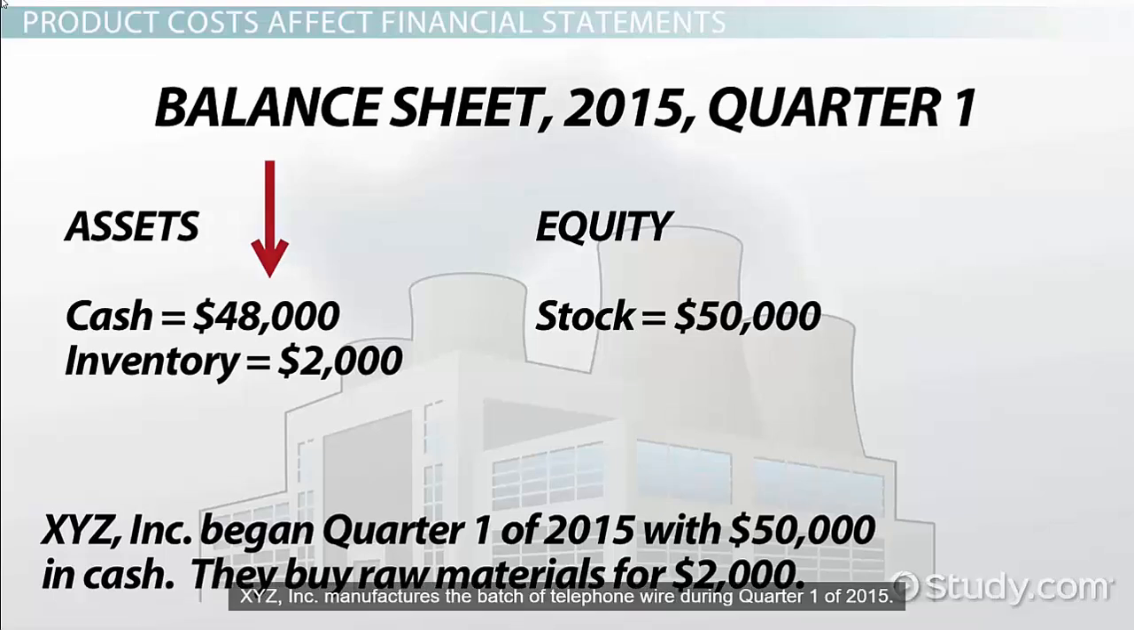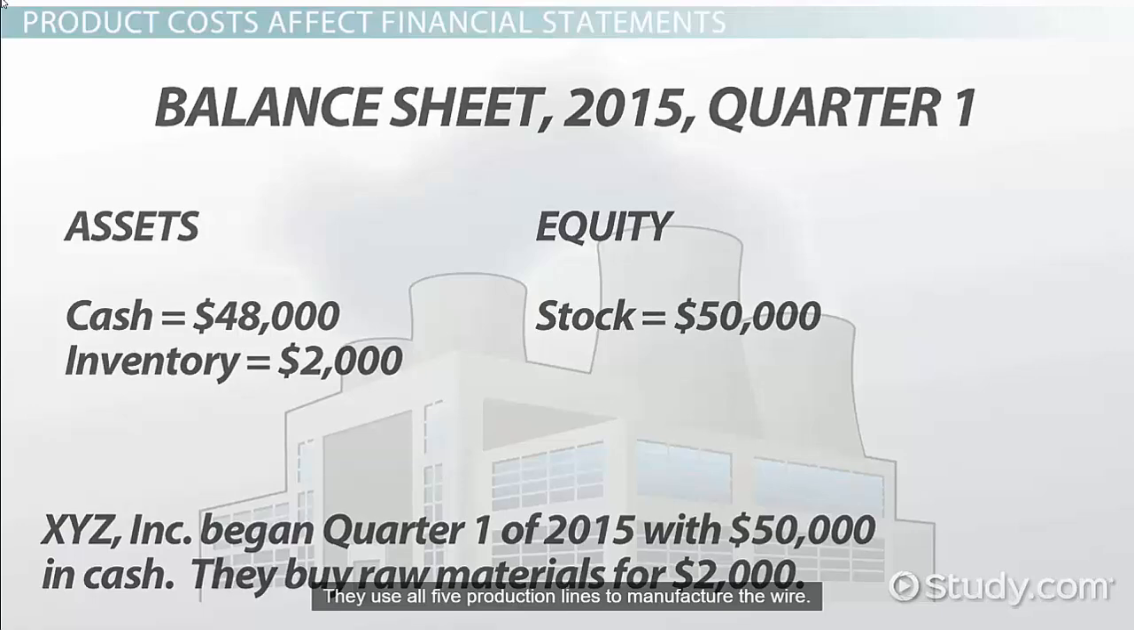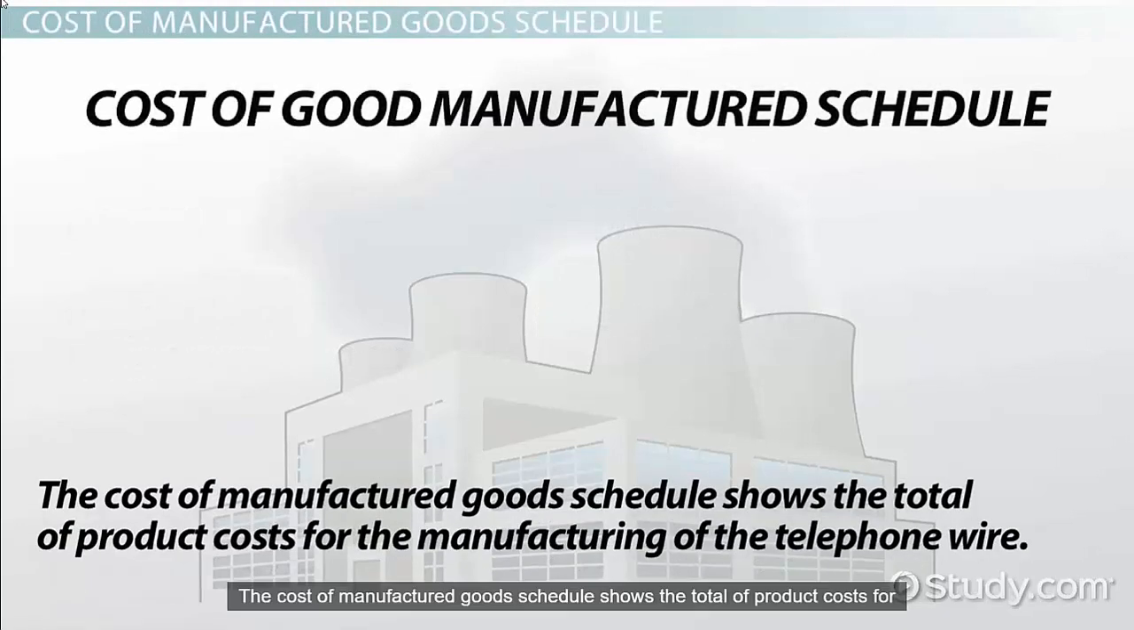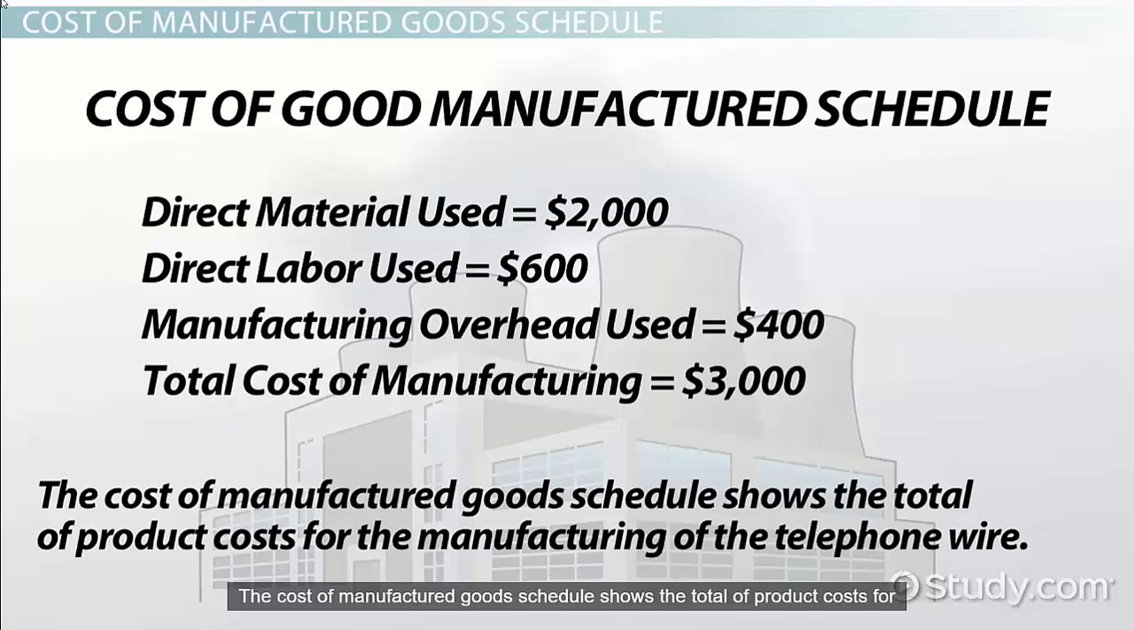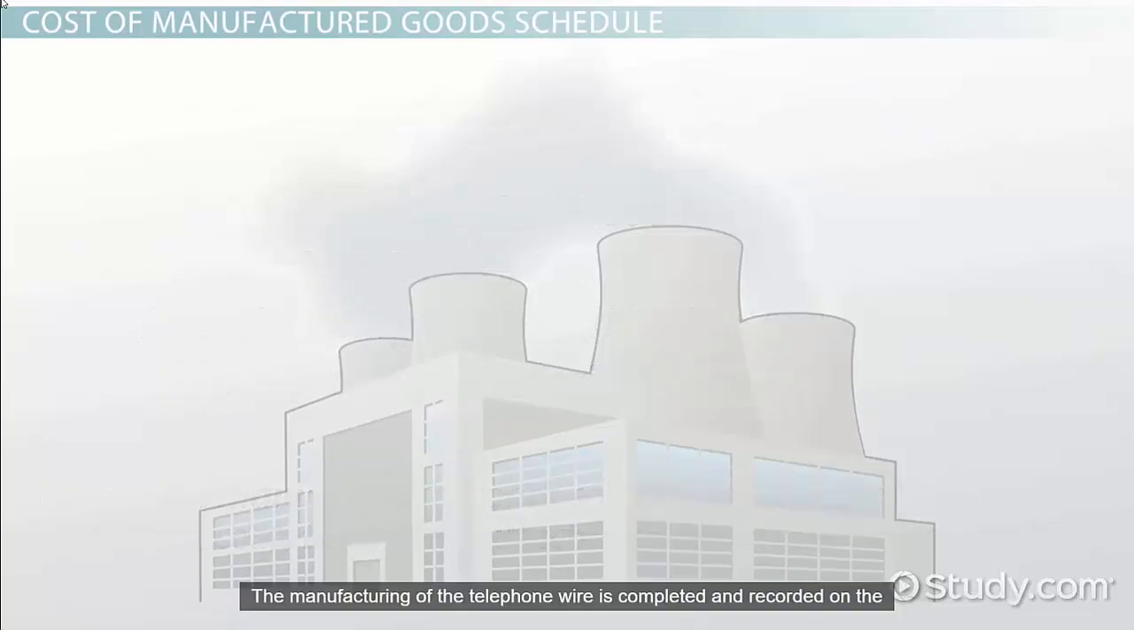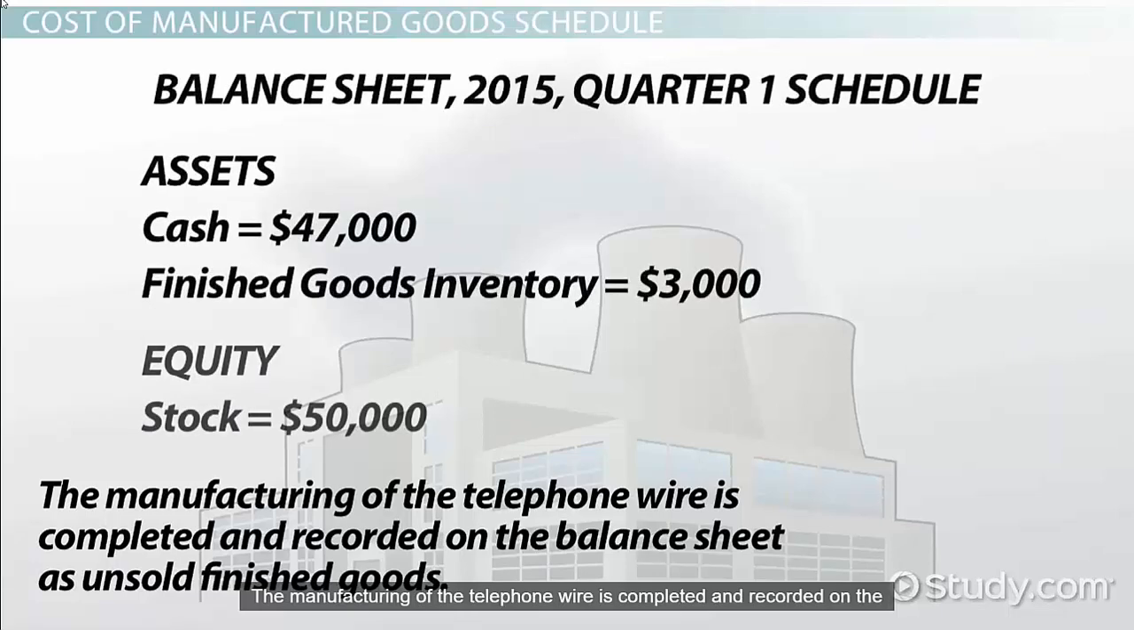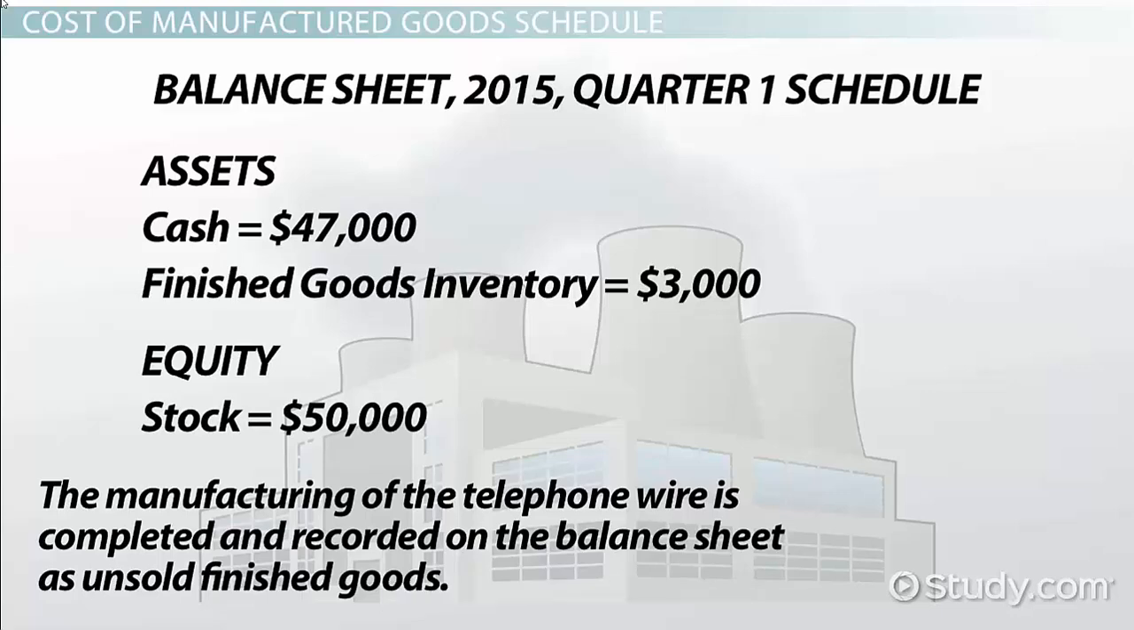XYZ Incorporated manufactures the batch of telephone wire during Q1 of 2015. They use all of the raw materials on hand. They use all 5 production lines to manufacture the wire. The cost of manufactured goods schedule shows the total of product costs for the manufacturing of the telephone wire. The manufacturing of the telephone wire is completed and recorded on the balance sheet as unsold finished goods.